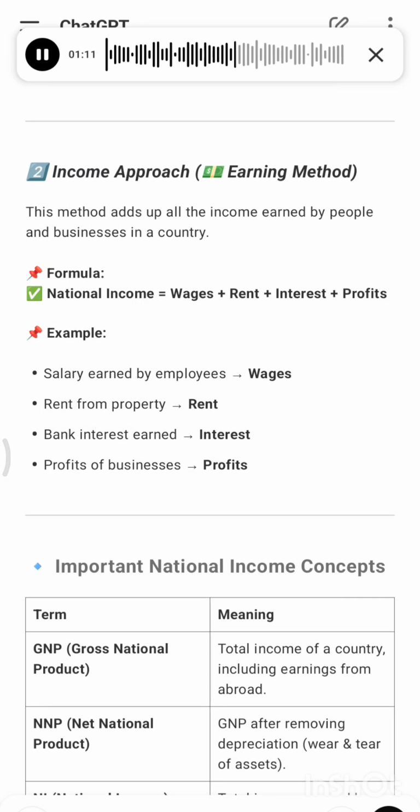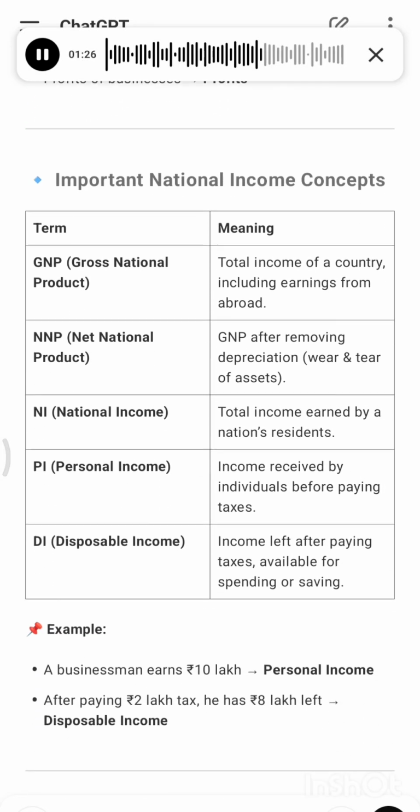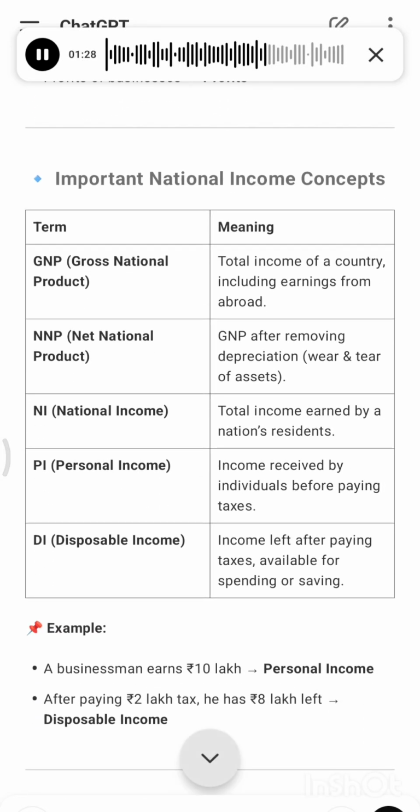Important national income concepts. GNP, gross national product, is the total income of a country including earnings from abroad. NNP, net national product, is GNP after removing depreciation, the wear and tear of assets. NI, national income, is the total income earned by a nation's residents. PI, personal income, is income received by individuals before paying taxes. DI, disposable income, is income left after paying taxes, available for spending or saving.